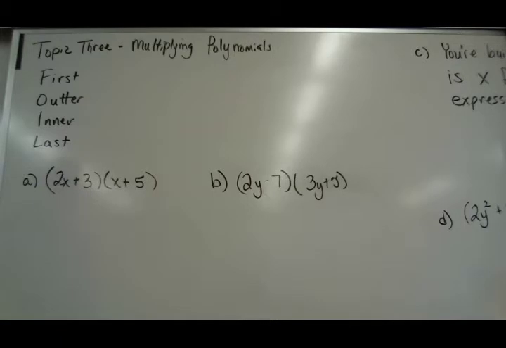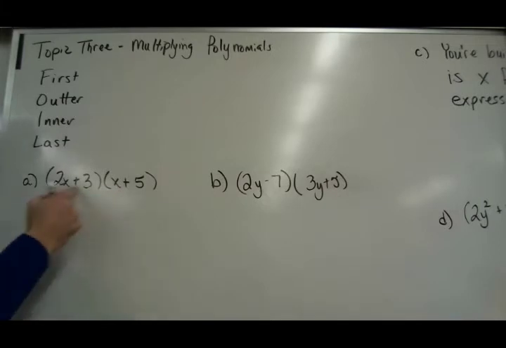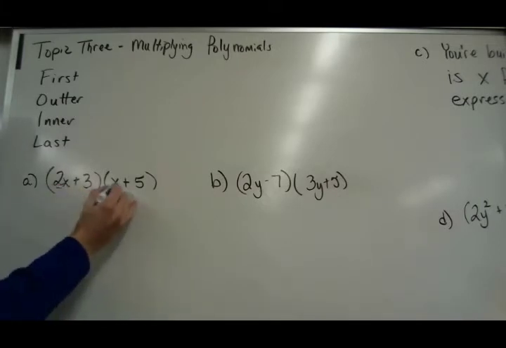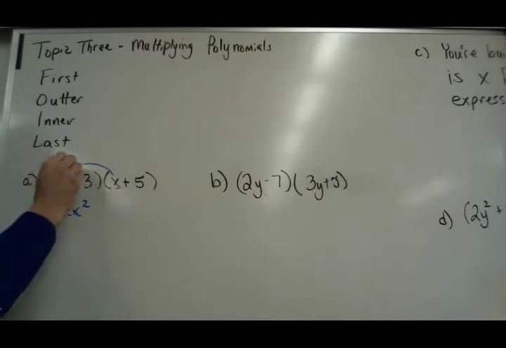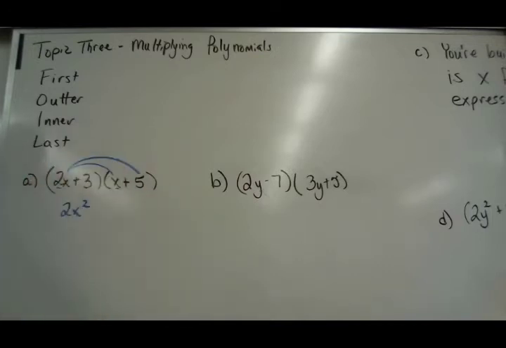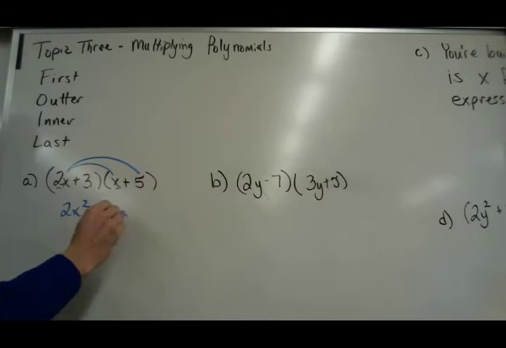Now what that refers to is multiplying within these binomials. When it talks about first, we've got two binomials here. The first term in each of those is the 2x and the x. So we multiply those. 2x times x would give you 2x squared. Now the outer are the far ends of these binomials, so that's the 2x and the 5. We're multiplying again, so 2x times 5 is 10x.